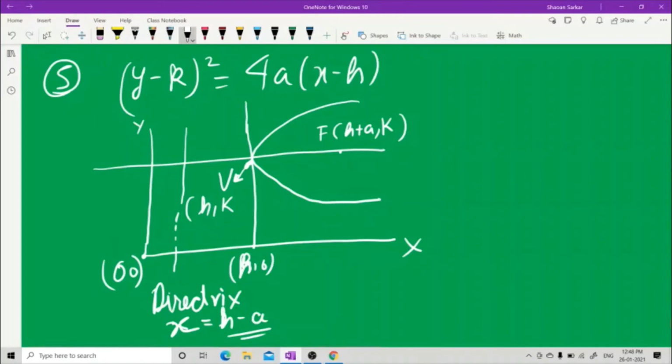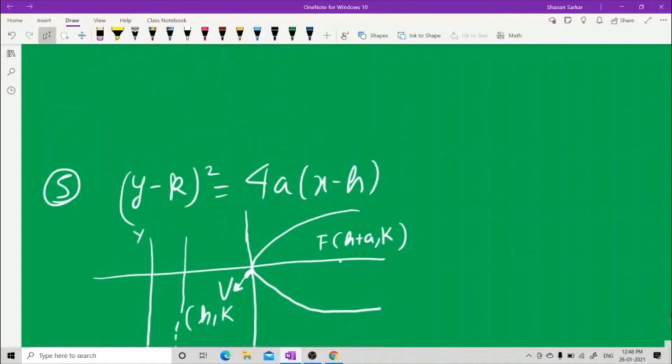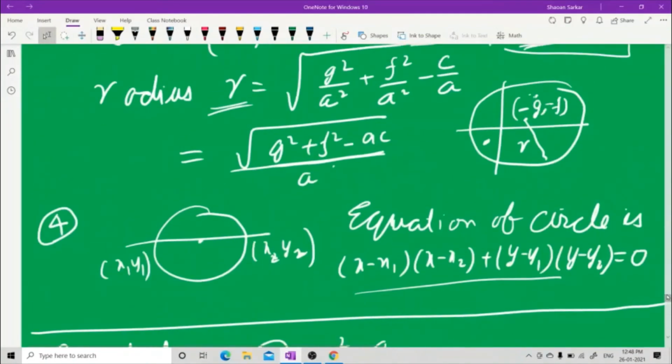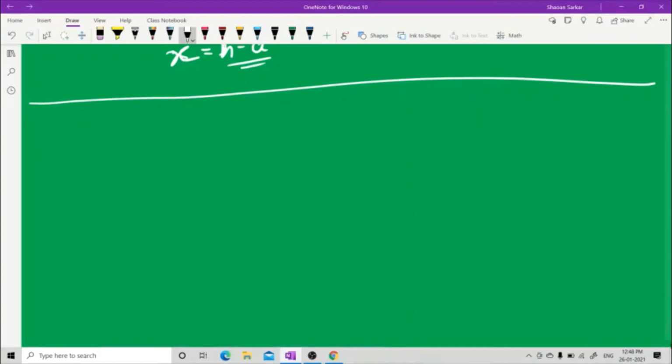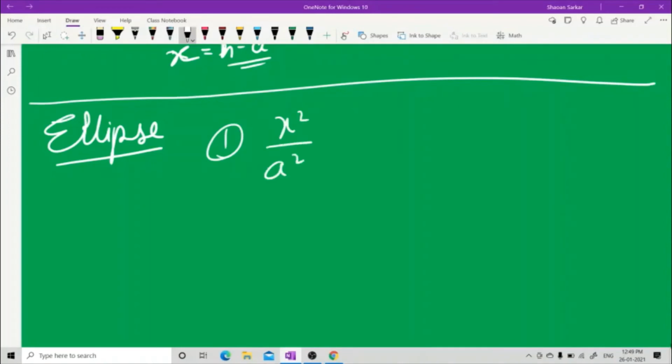And now the next is our ellipse. The earth moves around the sun in an elliptical orbit; that's why we need these types of equations. The first is x square by a square plus y square by b square equals 1. It is always in this form, where a square is greater than b square. This is known as the horizontal ellipse.